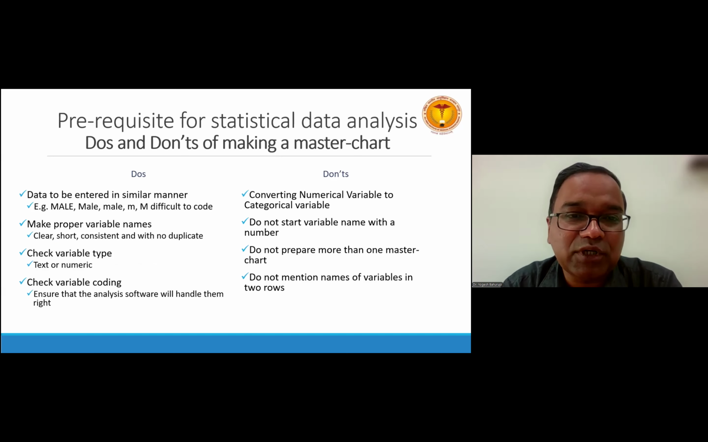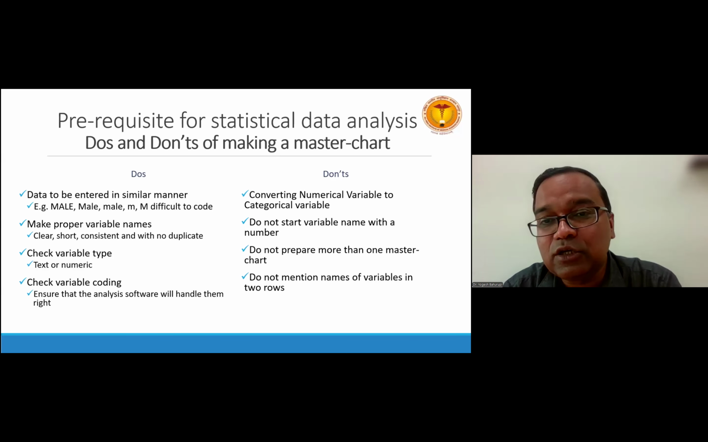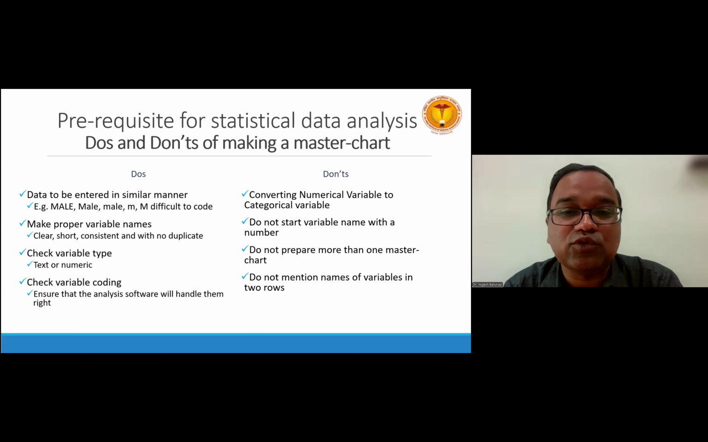I gave an example: there is a variable called gender, and one of the responses of that variable is male or female. Male can be entered in so many different ways in the same master chart, in uppercase, in sentence case, in lowercase, or maybe just an alphabet in upper and lower case. When we code the data for data analysis, it becomes a tedious process for us. So always make an attempt that when we prepare a master chart, it is uniform.